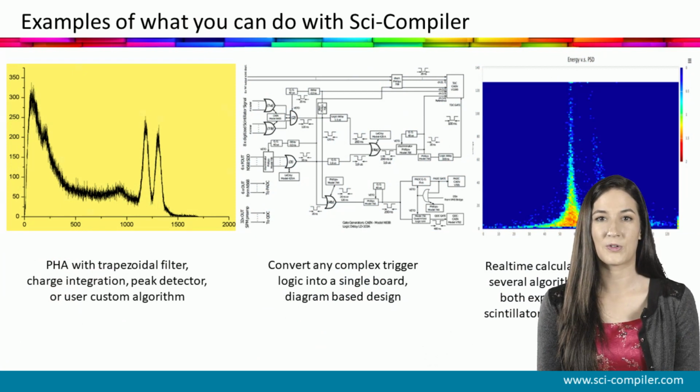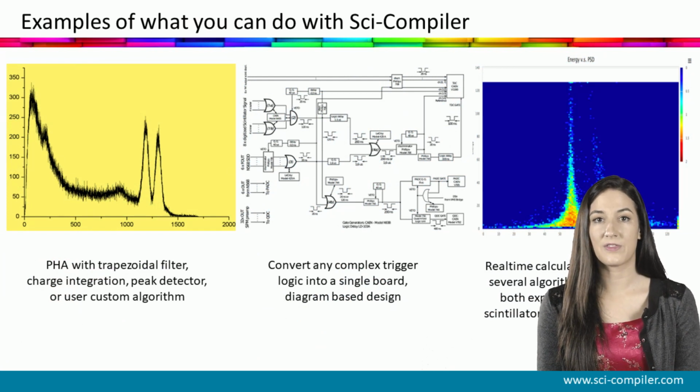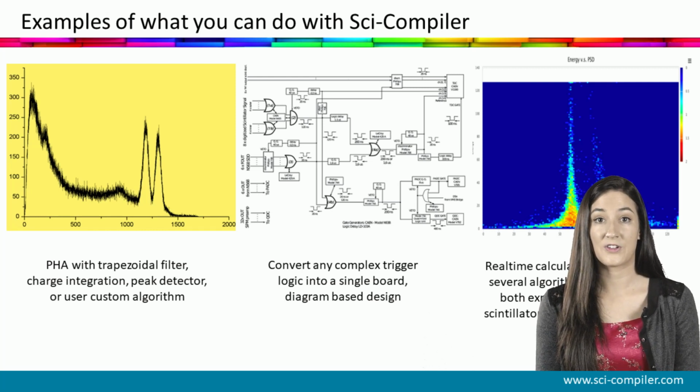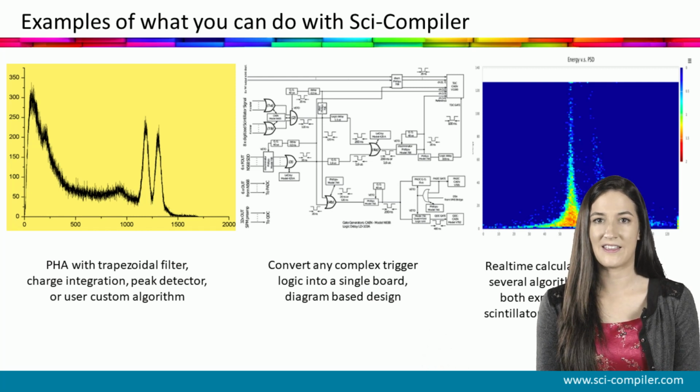Sci-Compiler is a versatile tool designed to enhance scientific research and data analysis. Let's delve into some practical examples of what SciCompiler can do for us. Imagine performing pulse height analysis, PHA, with unparalleled precision. SciCompiler integrates a trapezoidal filter, charge integration, and peak detection. Not only that, but it also allows the incorporation of user custom algorithms, offering flexibility to meet specific experimental needs.